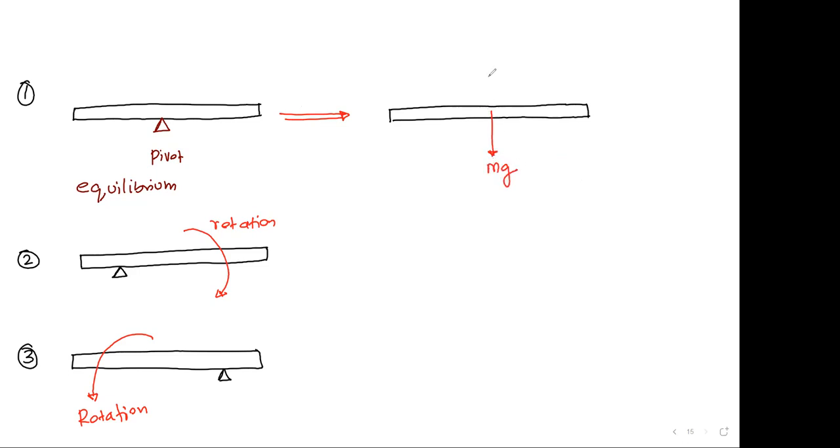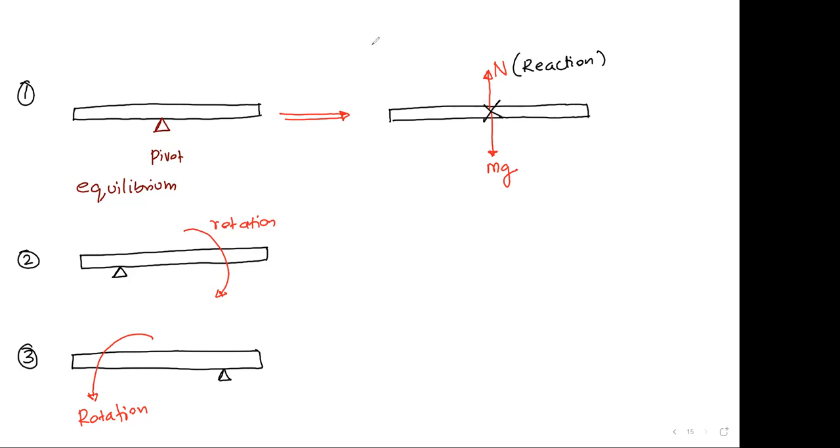Very good, weight. And the second force is because of my hand, my fingers. Normal force, correct. Normal force, reaction force, right? But my pivot is also at this point, isn't it?